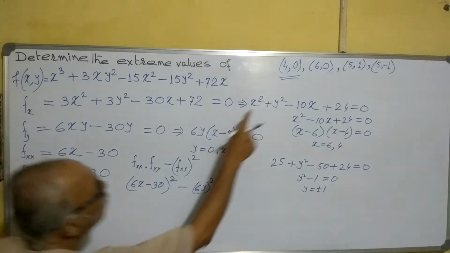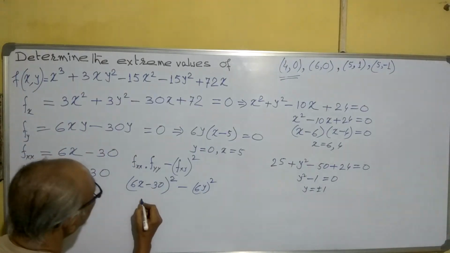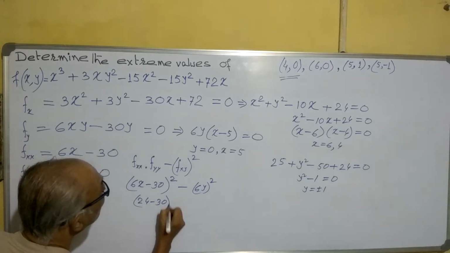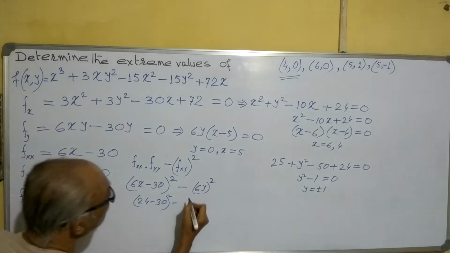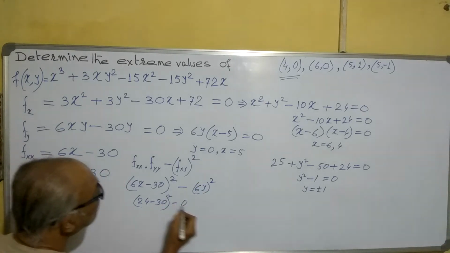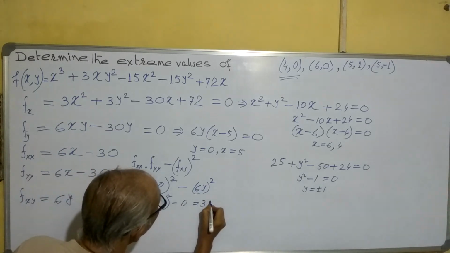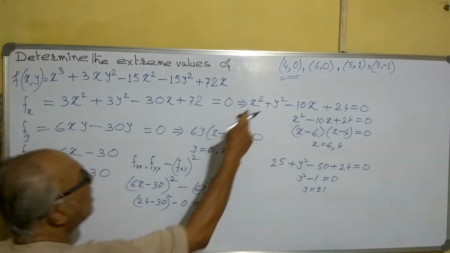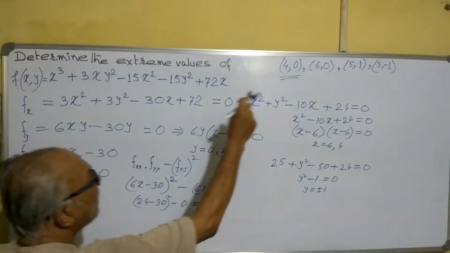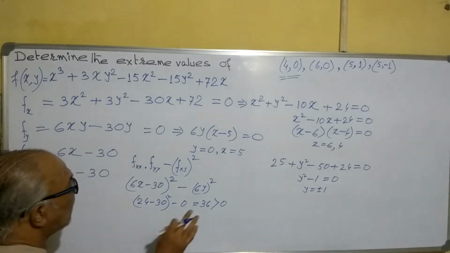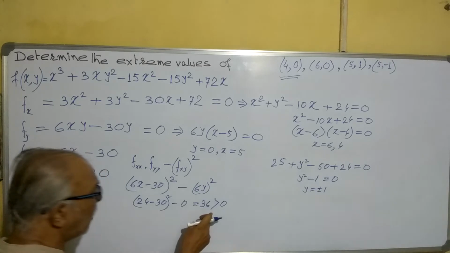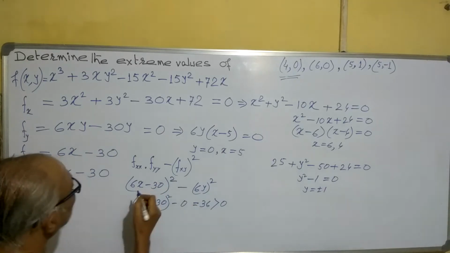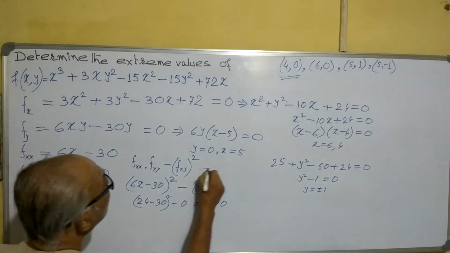We will check for 4, 0. For 4, 0 we are getting 24 minus 30 whole square minus, this is 0. So that is minus 6 whole square equals 36. It is greater than 0. So here you will get an extreme value since it is coming greater than 0. We have to know afterwards whether it is maxima or minima. Now we are putting this for 4, 0.